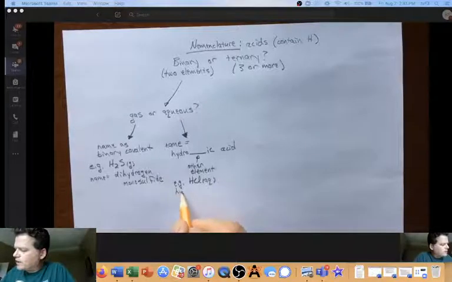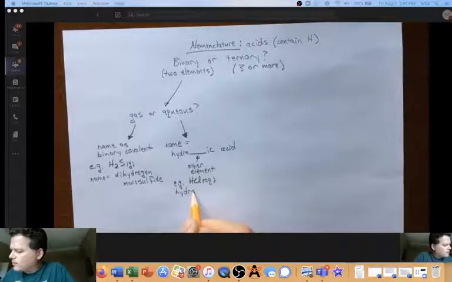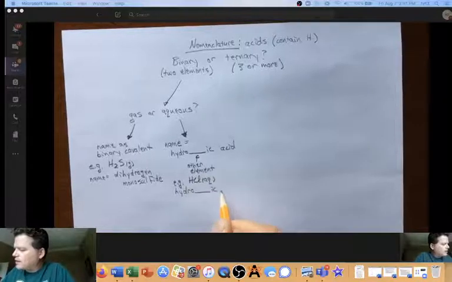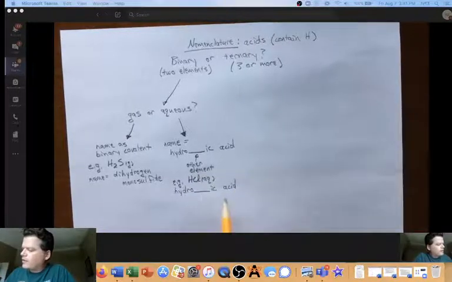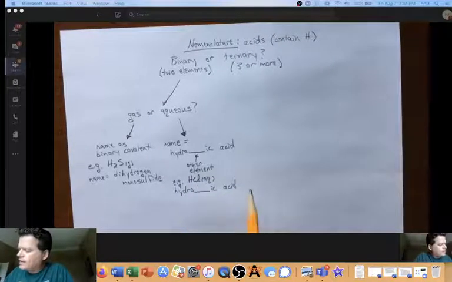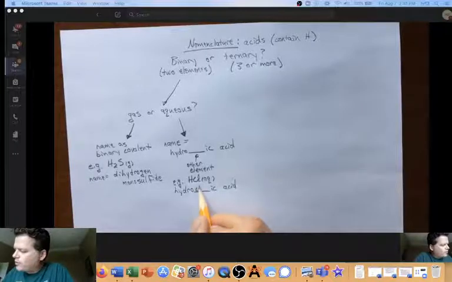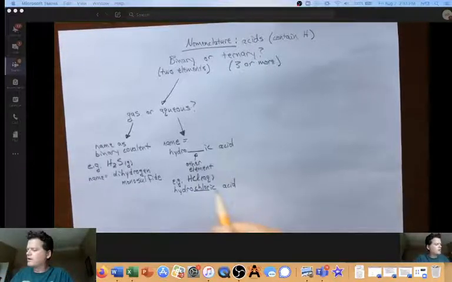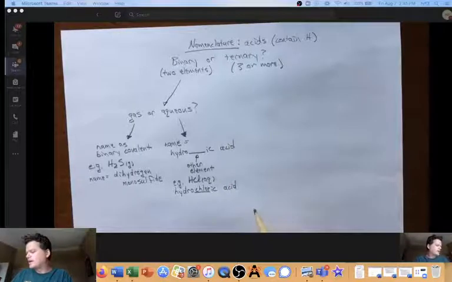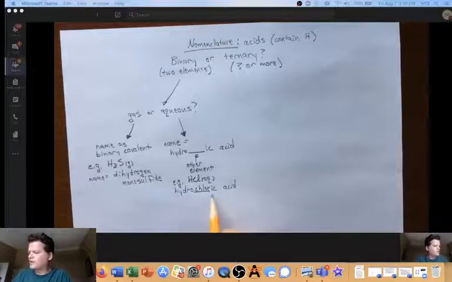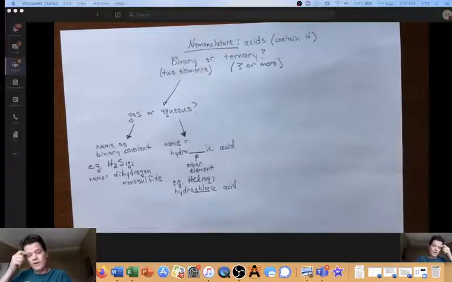Hydrogen gives me the hydro, blank ic acid. The other element in this case is chlorine, so I put chlor in here. And not chlorinic, just chloric. So just the first part, just the stem of the element name, hydrochloric acid. All right, so that's it for binary acids.